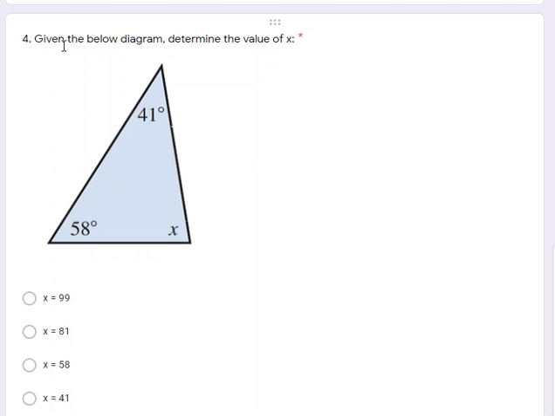Question 4. Given the below diagram, determine the value of x. So you're given two angle measures, 41 degrees, 58 degrees. We need to determine the value of x. Will x be 99 degrees, 81 degrees, 58 degrees, or 41 degrees?